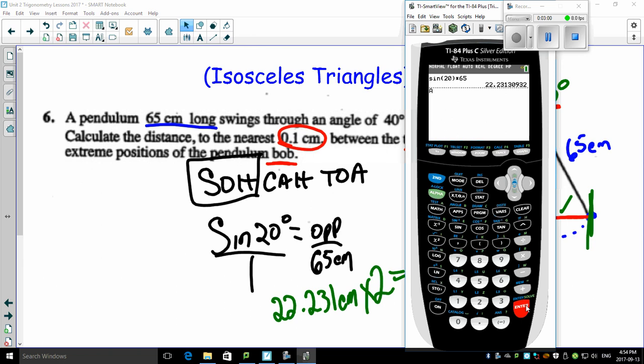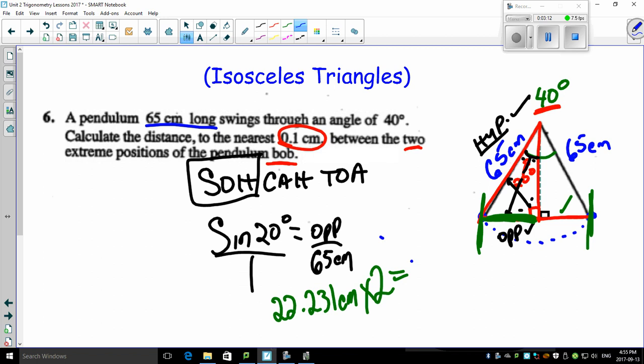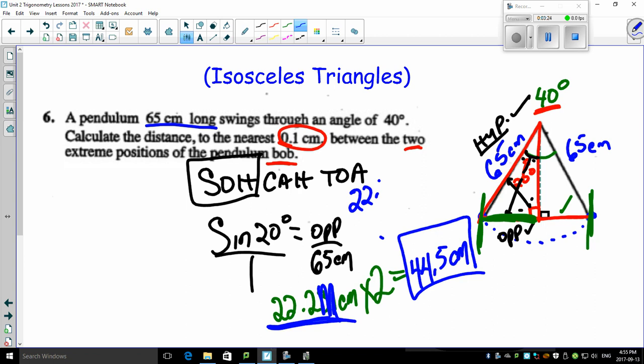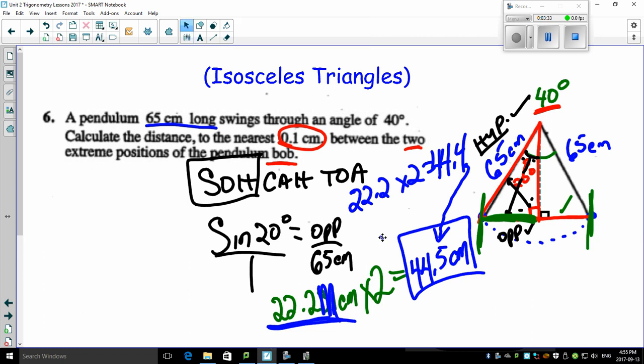Times 2 works out to be 44.46. And remember, it's to one decimal place, so it's 44.5, right? 44.5. Let's go. 44.5 centimeters. And if I would have rounded right here, I would have gotten a completely different answer. Look, if I would have rounded here to 22.2 and then multiply that by 2, I would have got 44.4, which is not accurate. See? That's why we don't round. Okay.